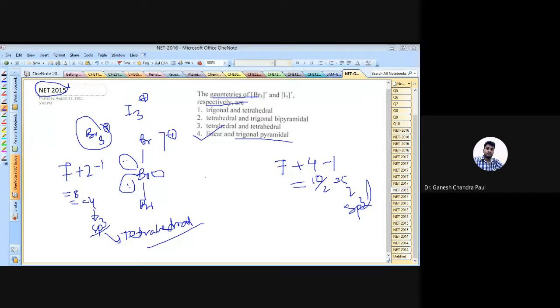We already know the structure of I3+ ion, right? So for that case, what is the geometry? Sir, it will be V shape, I3+ is V shape. Okay, anyway, that means option 2 is the correct answer. Not linear. It's clear.